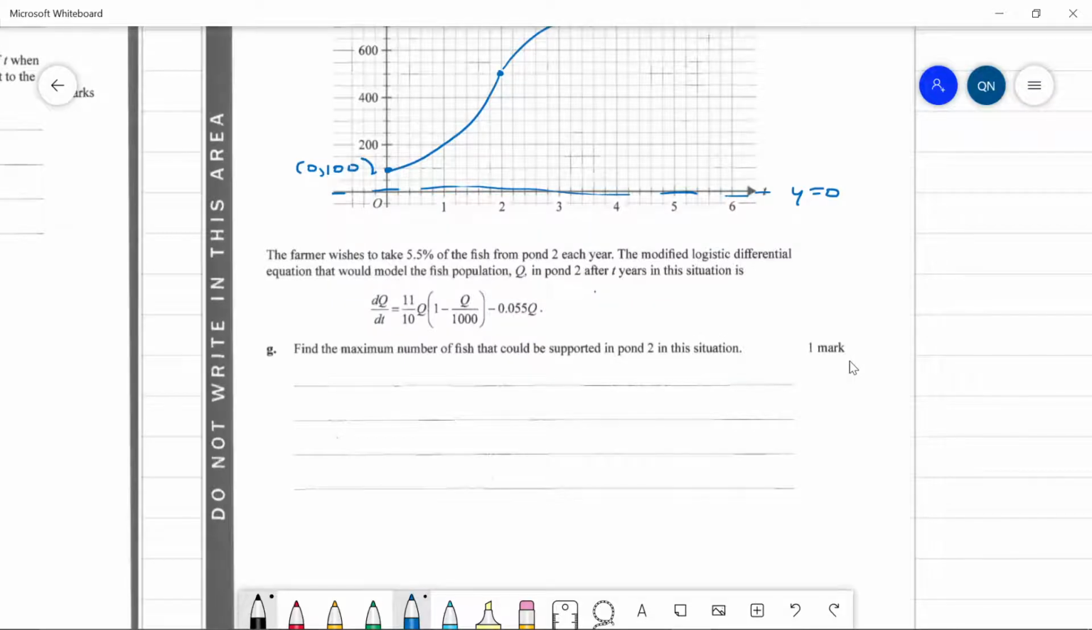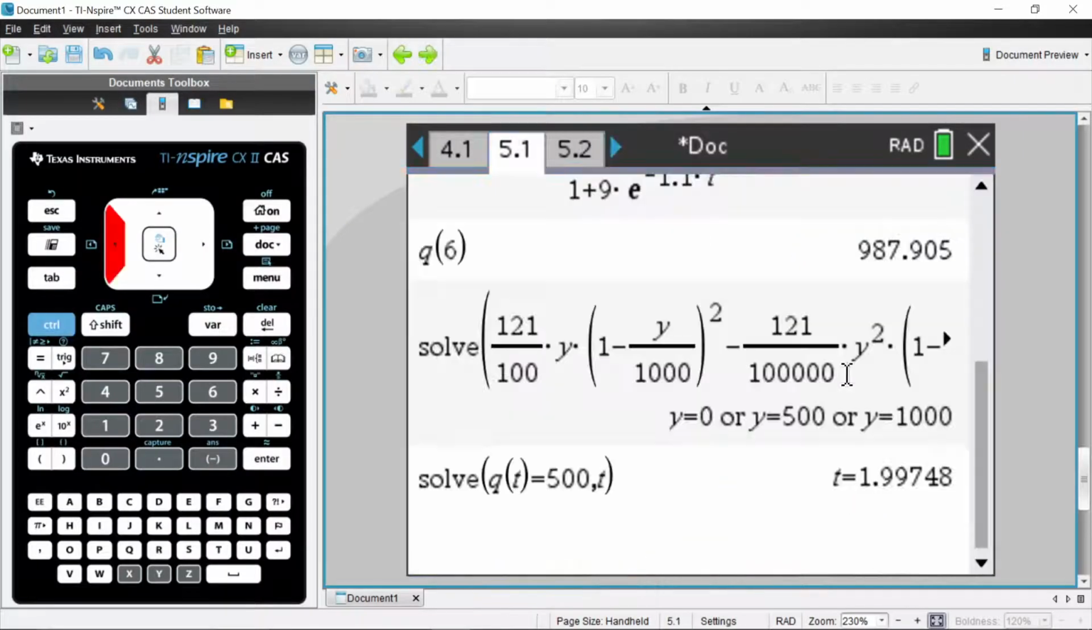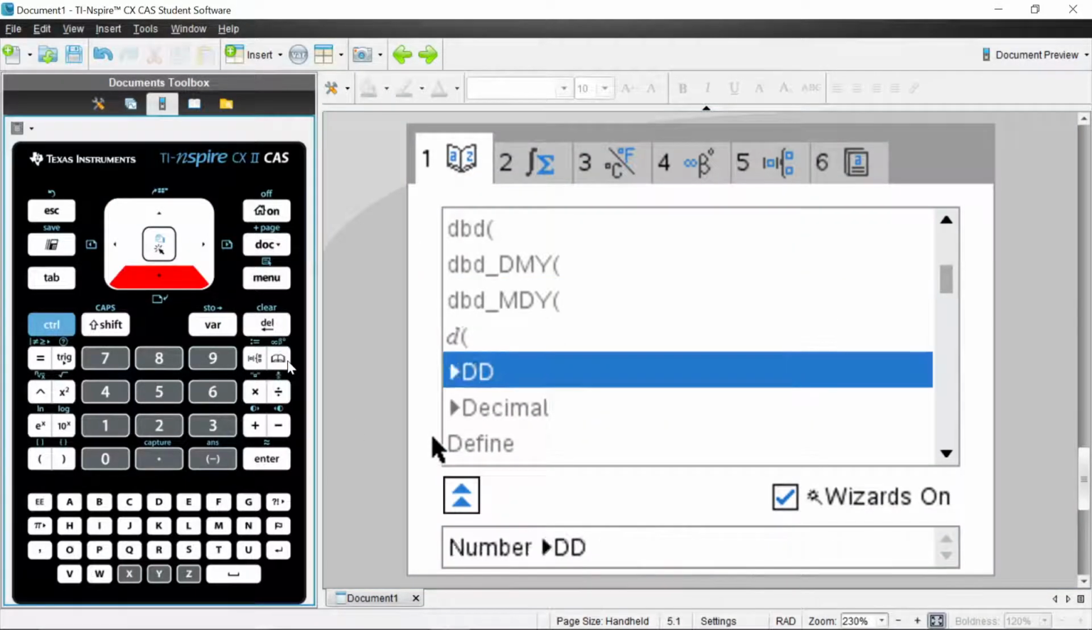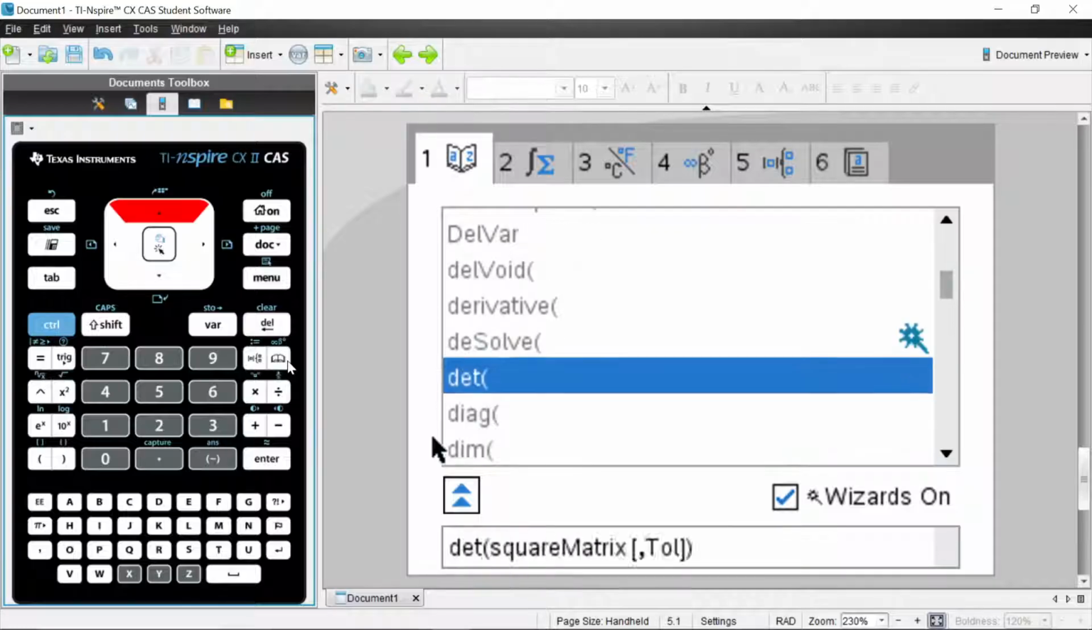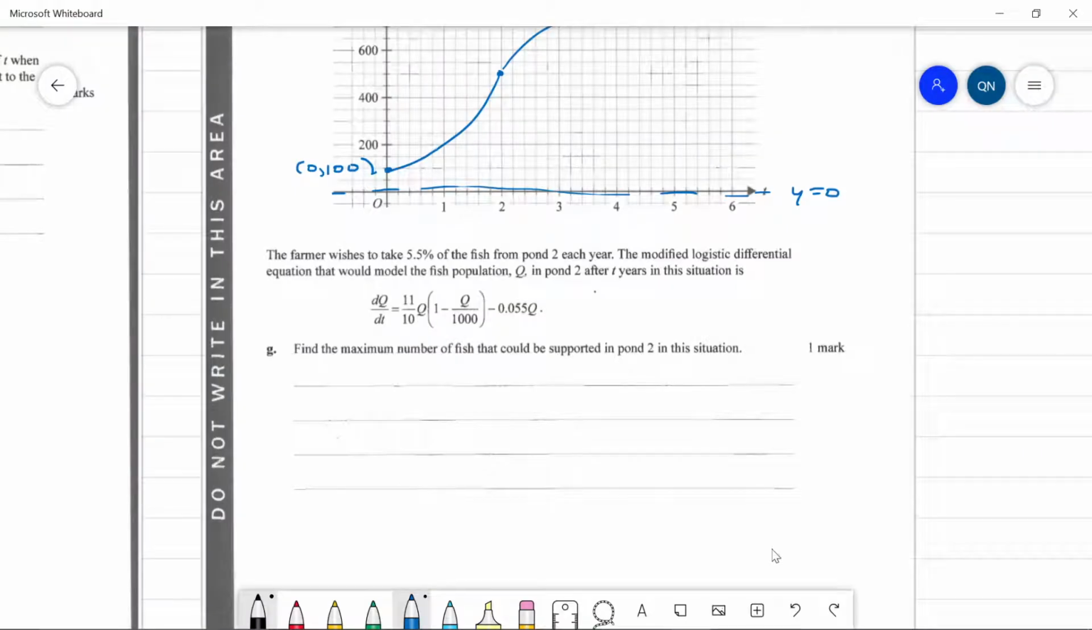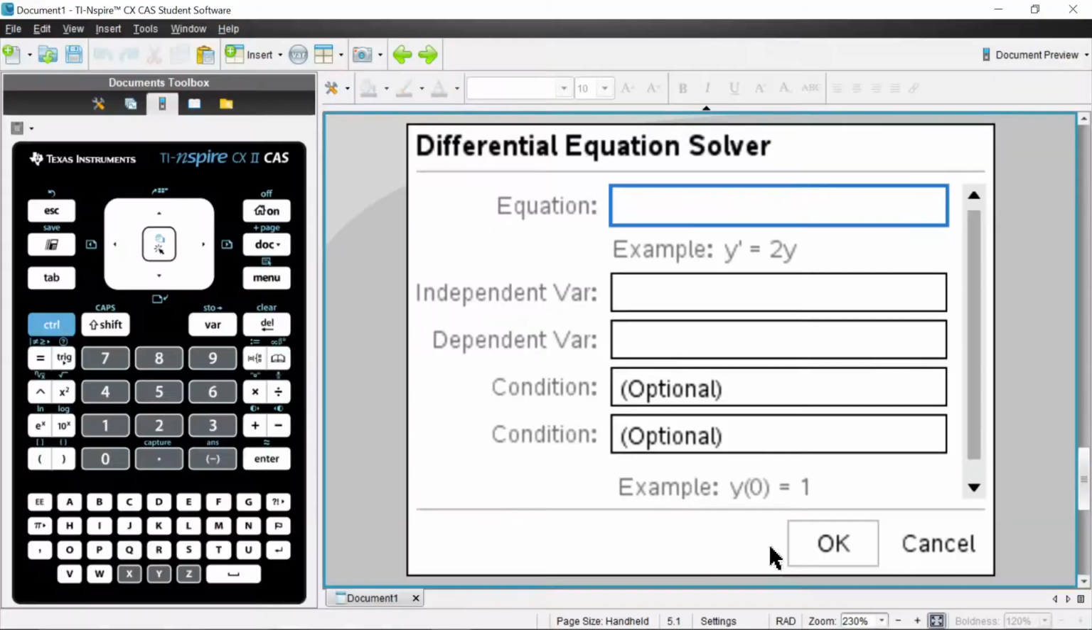Let's see. I think we can just use DE solve. I forgot how to use DE solve though. DE solve. You put in the dependent variable. Okay. So you put in the equation and then you put in t and then you put in Q, it seems like. Differential equation solver.